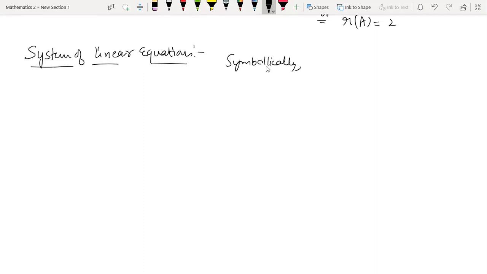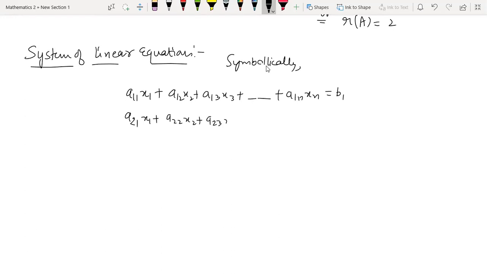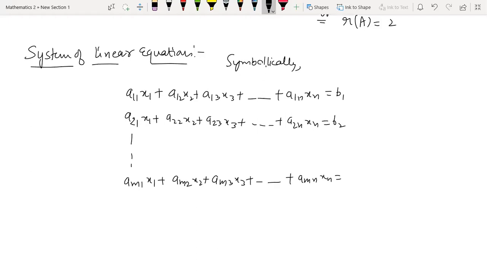how we can write a system of linear equations: it will be like a11 x1, a12 x2, a13 x3, and so on, a1n xn, and there will be something on the right hand side, let's call it b1. And then you have a21 x1, a22 x2, a23 x3, a2n xn, and this is b2. And let's say we have m equations, am3 x3, amn xn is equal to bm.